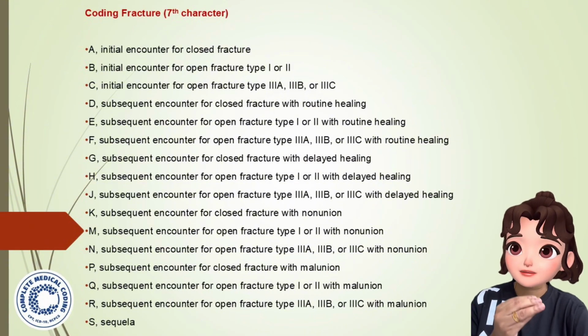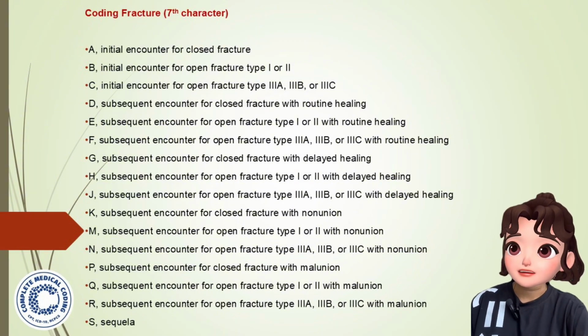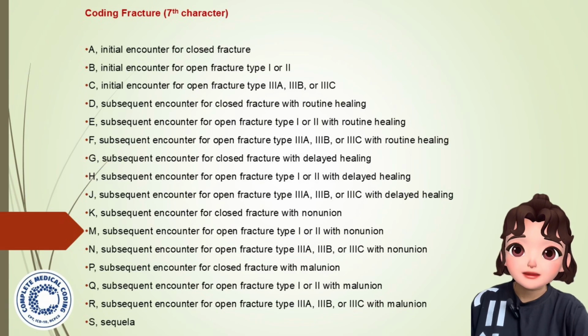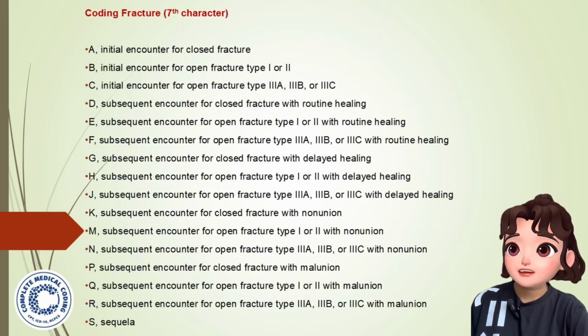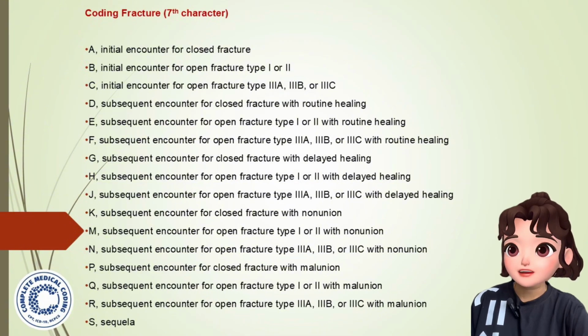See, this will be the order. First closed fracture with routine healing. Then type 1 or 2 with routine healing. Then the third one, open type 3, either A, B or C, routine healing. Now comes the delayed healing, G, H and J. So G, subsequent encounter for closed fracture with delayed healing. H, subsequent encounter for open fracture type 1 or 2 with delayed healing. J, subsequent encounter for open fracture type 3, A, B or C with delayed healing. Okay. So D, E, F is for routine healing, G, H, J for delayed healing.